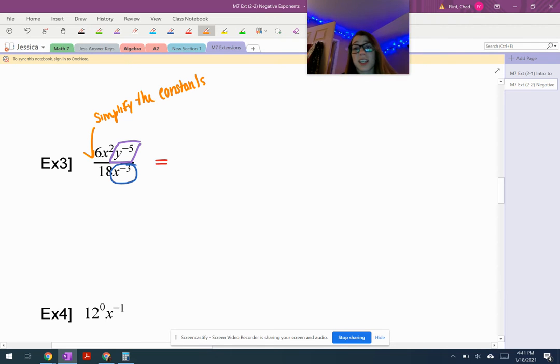Both 6 and 18 are divisible by 6, so I'm going to simplify each of those by 6. So I'm going to divide it by 6, and I'm going to divide the 18 by 6 also. 6 divided by 6 on the top gives me 1. 18 divided by 6 is 3.